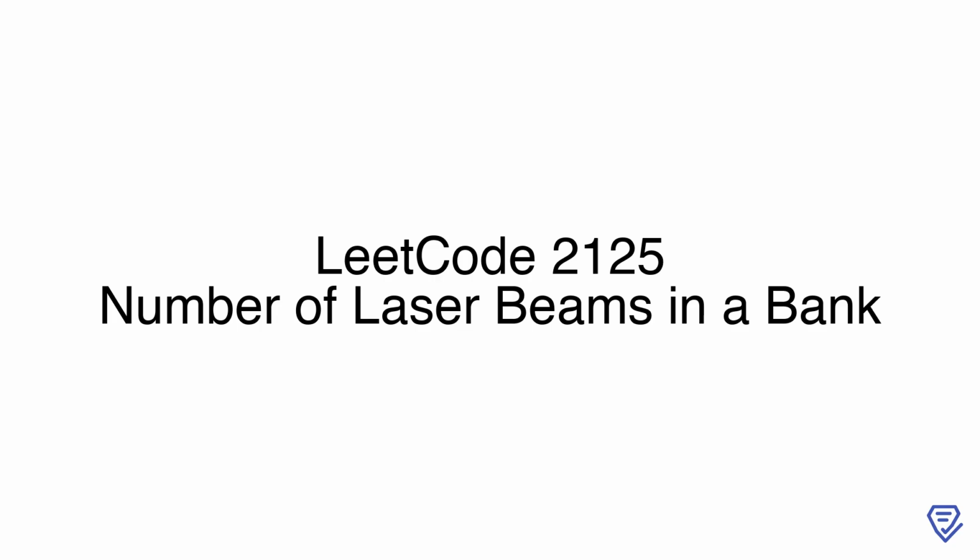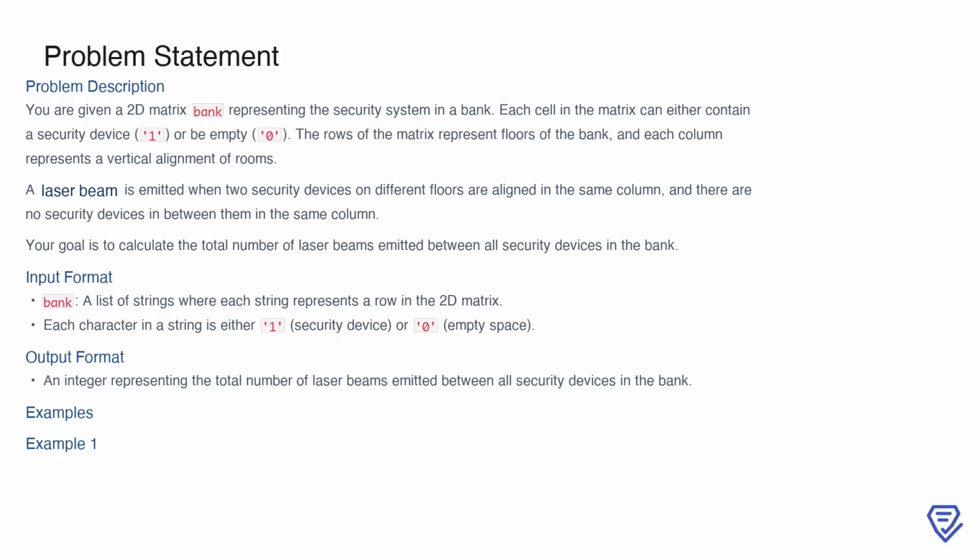Let's dive in. In this problem, we are tasked with analyzing a security system represented as a 2D matrix called bank. Each cell in this matrix can either contain a security device, represented by the character 1, or be empty, represented by the character 0. The rows in the matrix correspond to different floors in the bank, and the columns represent the vertical alignment of rooms across these floors. A key aspect of the problem is to determine when a laser beam is emitted.